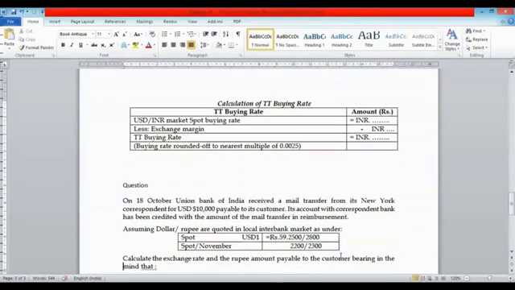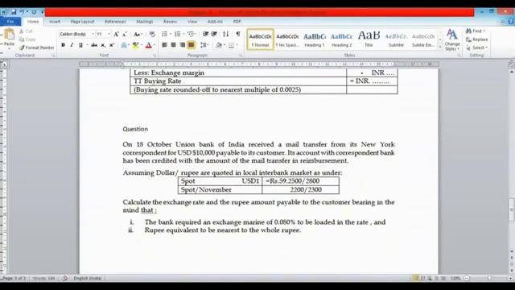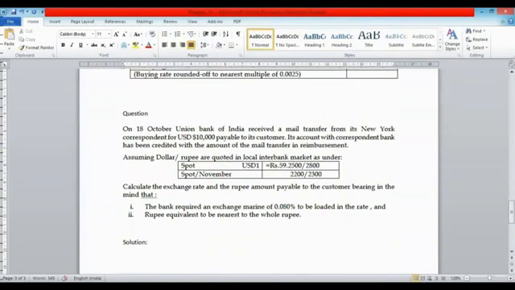Now, this is the problem which I am giving to you, and I will solve it also. On 18th October, Union Bank of India received a mail transfer from its New York correspondent for USD 10,000 payable to its customer. Its account with the correspondent bank has to be credited with the amount, as mail transfer reimbursement.